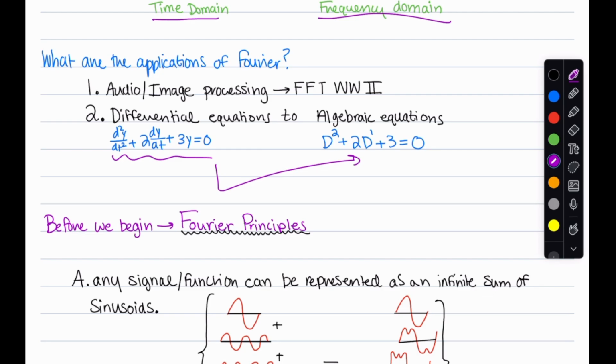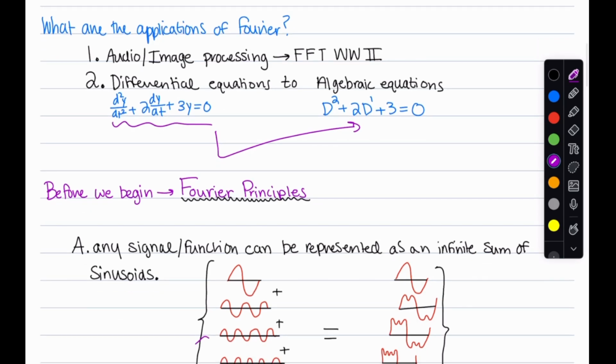So now, if we have Fourier, well, boom, we can use x is equal to negative b plus or minus the square root, etc. to just solve the algebraic one. So it's really helpful from a mathematical perspective.